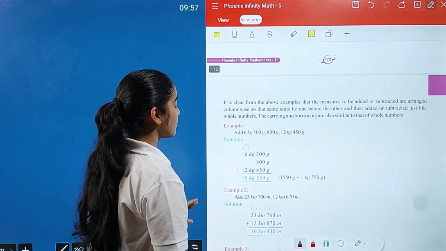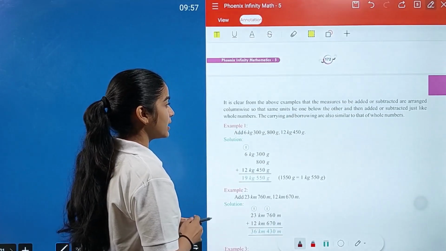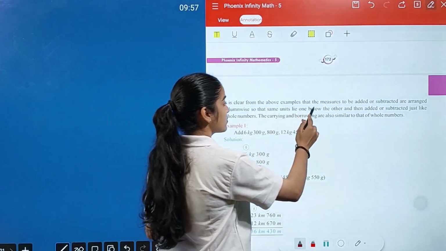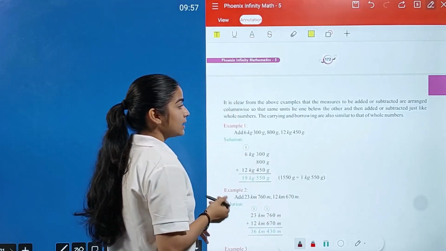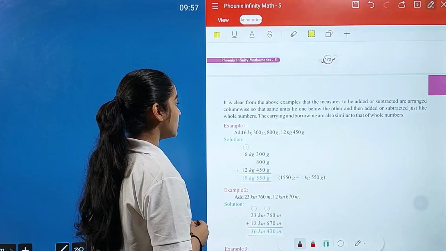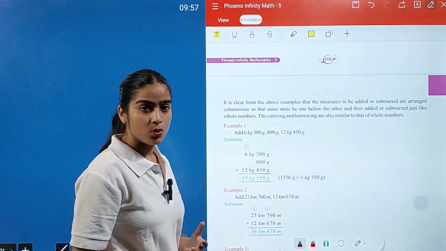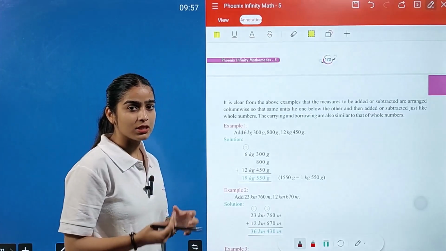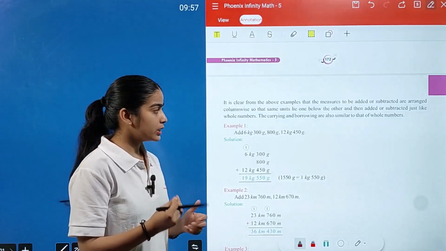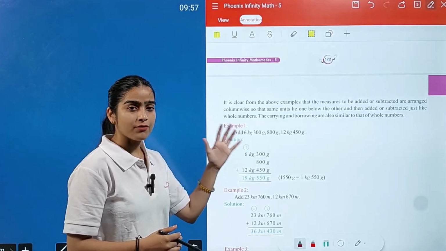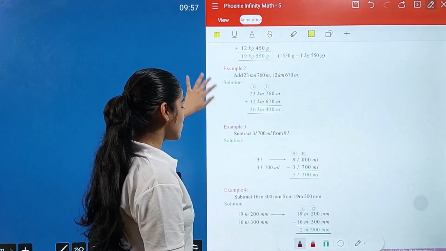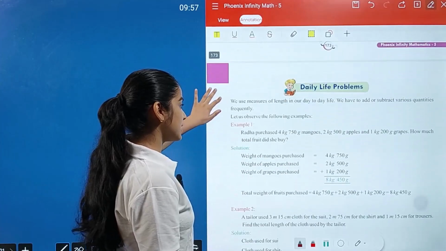So it is clear from the above examples that the measure to be added or subtracted are arranged column wise so that same unit slides one below the other and then added or subtracted just like whole numbers. The carrying and borrowing are also similar to that of whole numbers. So what we have to do, just concentrate on the units parts. We have to put some extra eye on it, and after doing, we just have to follow the same process which we did in our whole number concept. So we will move forward to our exercise daily life problems.